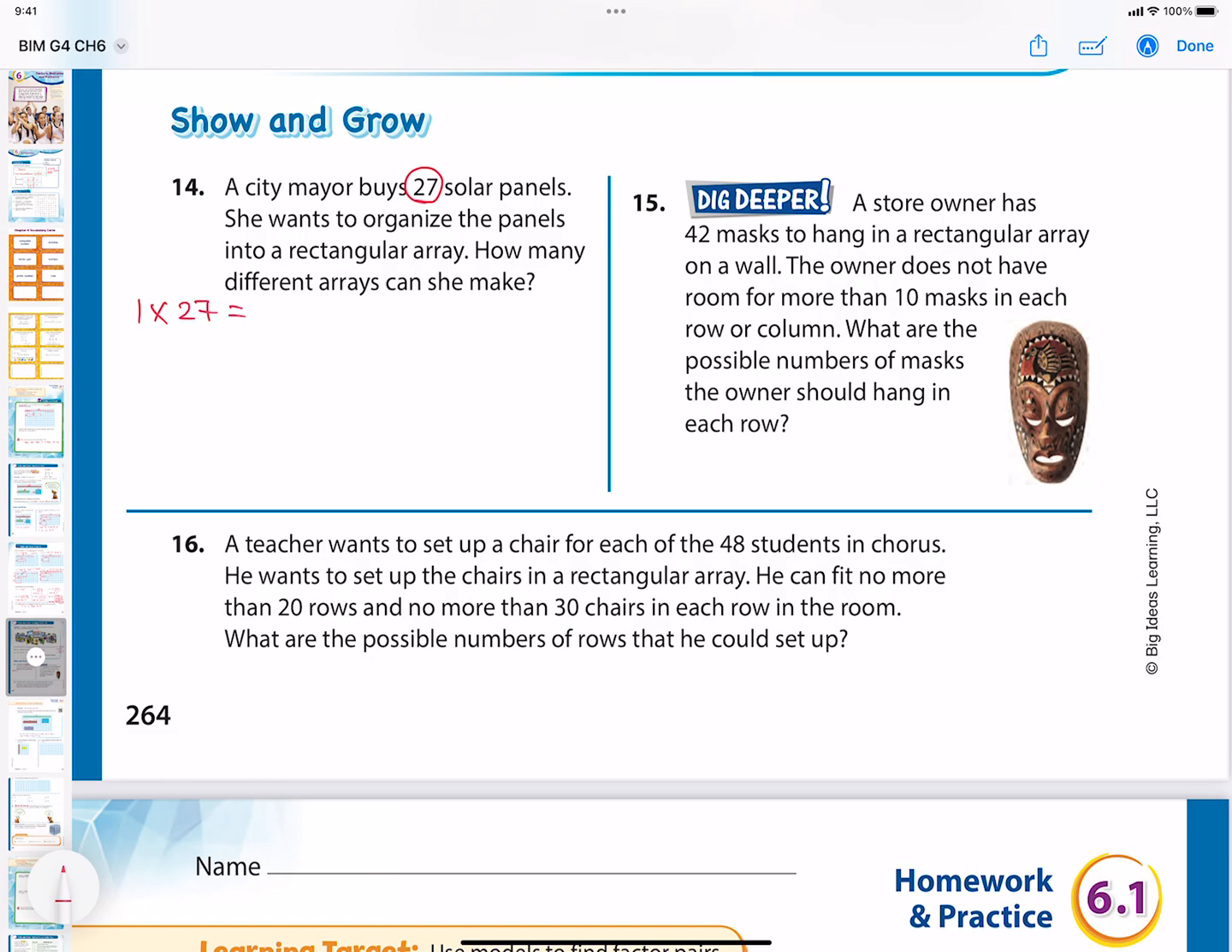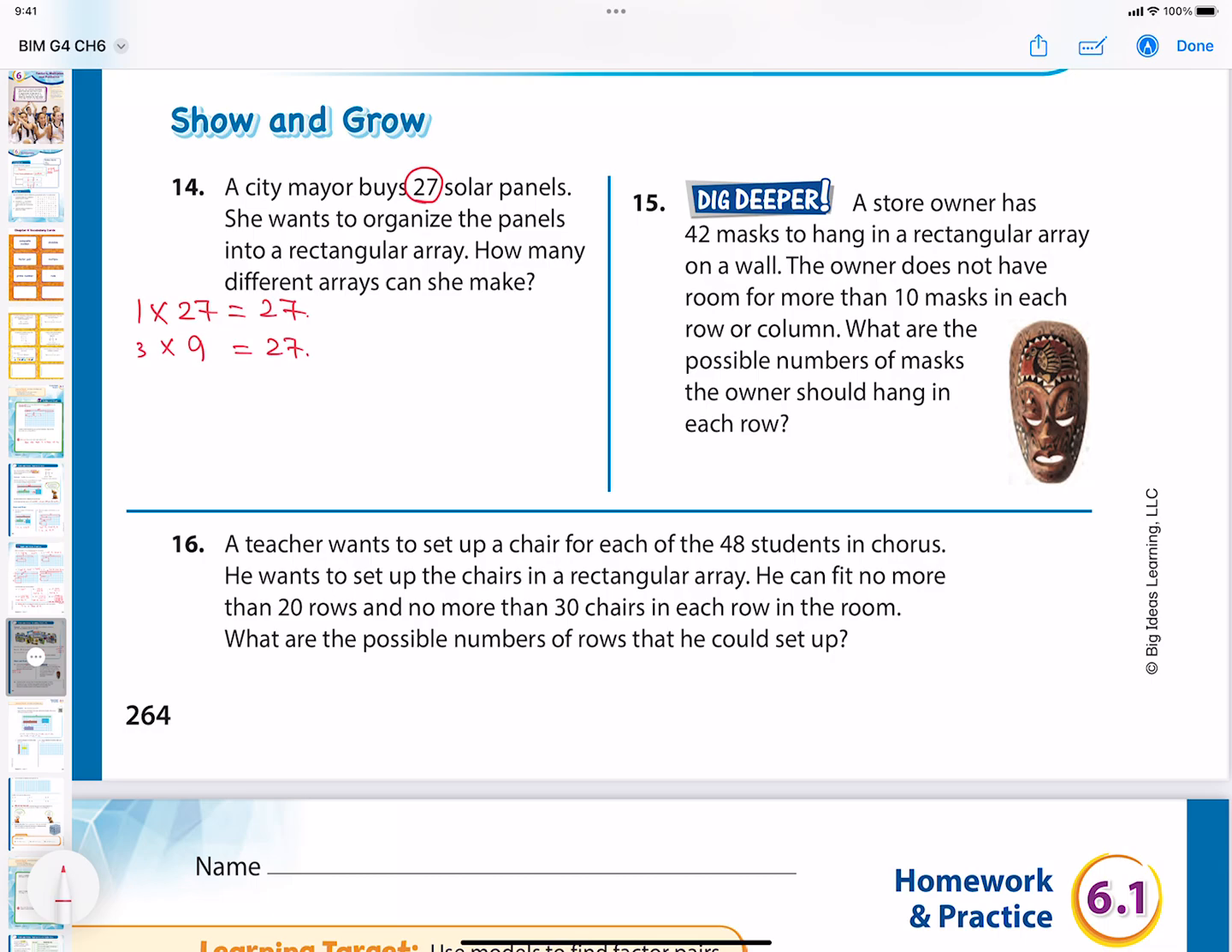Now, we know first, always 1 times 27, right? 1 times the number itself is going to make what? The number itself. So 1 is always a factor of any number. Remember, right? And 27 is not an even number, so 2 cannot be a factor. What about 3? Yes, we know 3 times 9 is 27. What about 4 times? No. Okay, what about 5 times? No. 6 times? No. 7 times? No. 8 times? No. Okay, so there are no more.